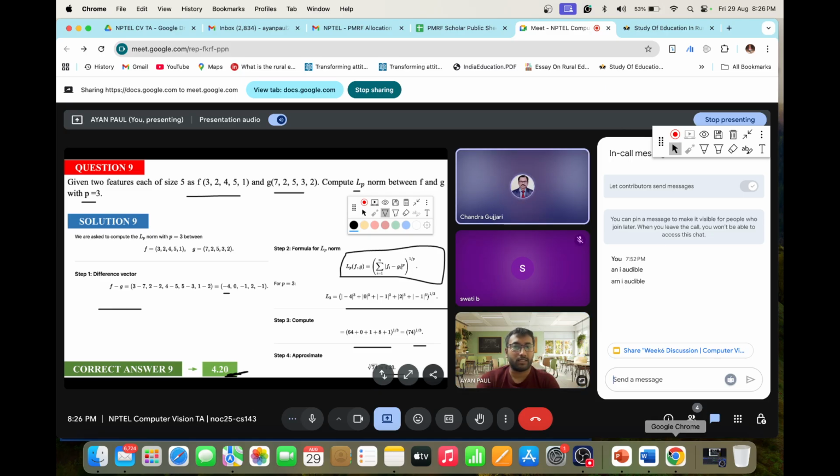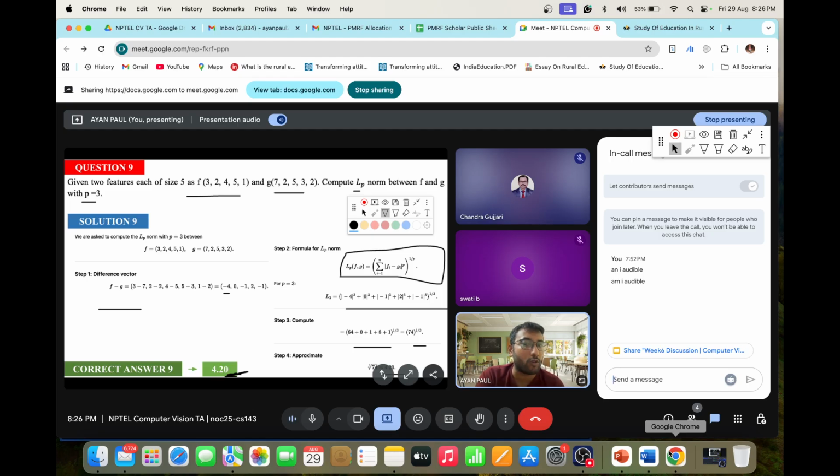Just substitute the values. Fi minus gi can be calculated by subtraction. Next step, whatever p value is there, if p is 2, you have to square it. If p is 3, you have to cube every fi minus gi, meaning every element of f minus g.